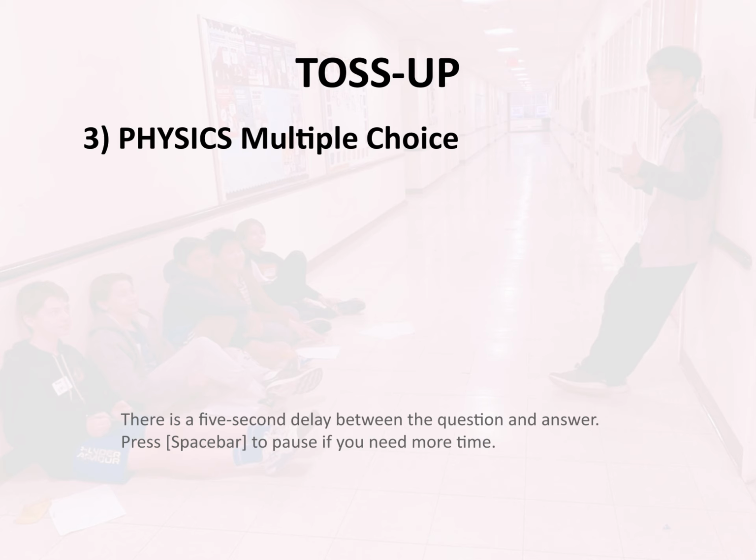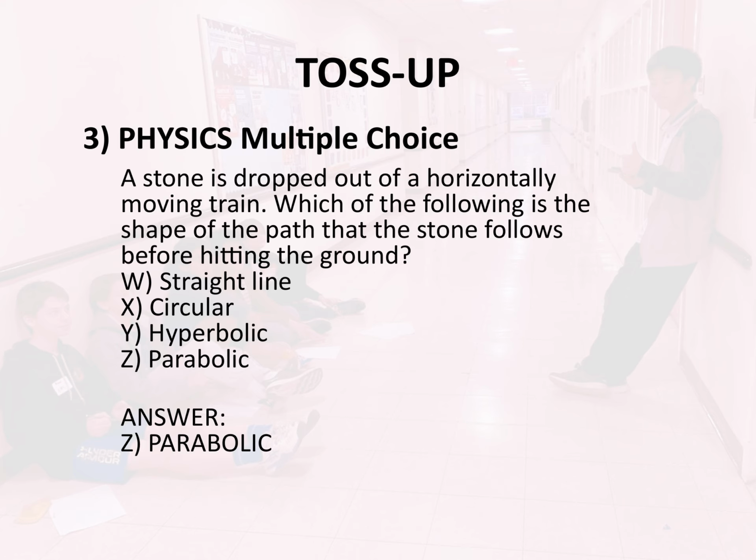Toss-up 3. Physics. Multiple choice. A stone is dropped out of a horizontally moving train. Which of the following is the shape of the path that the stone follows before hitting the ground? W. Straight line. X. Circular. Y. Hyperbolic. Z. Parabolic. Answer. Z. Parabolic.